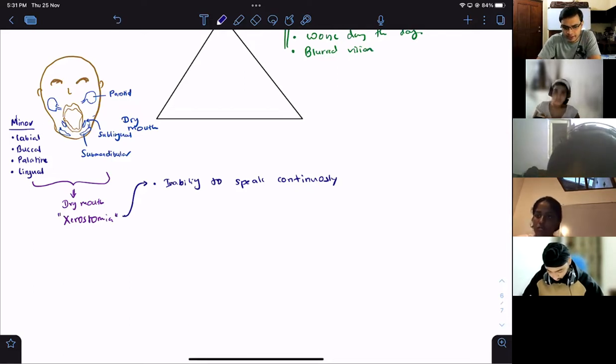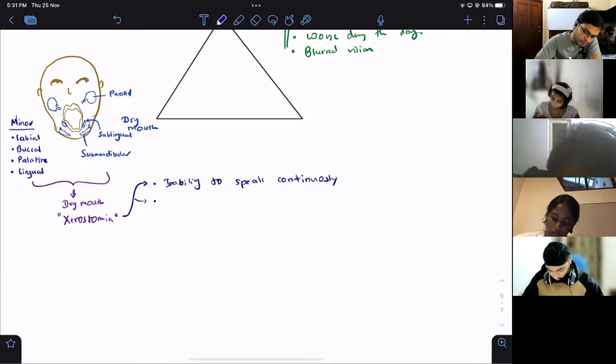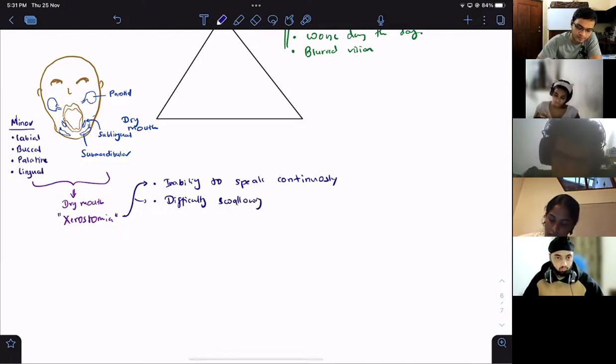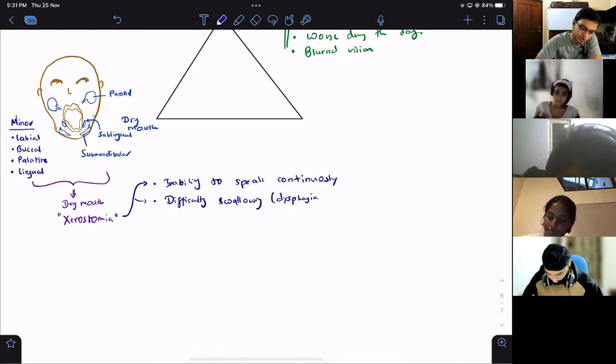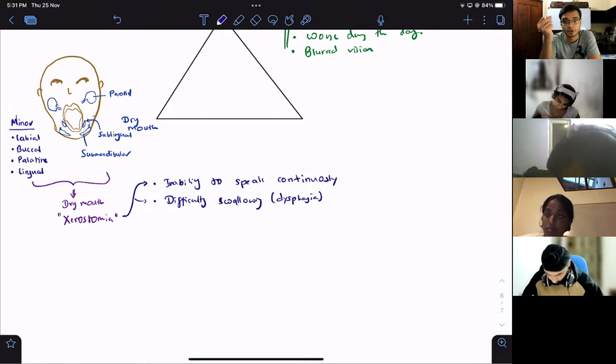Inability to speak continuously. Then they will also complain of difficulty in swallowing. What is the scientific term here? Yes, dysphagia. Just note that, guys, especially with dry foods. They will usually complain, without a glass of water, doctor, I cannot eat anything. They always have to have a glass of water with a meal.